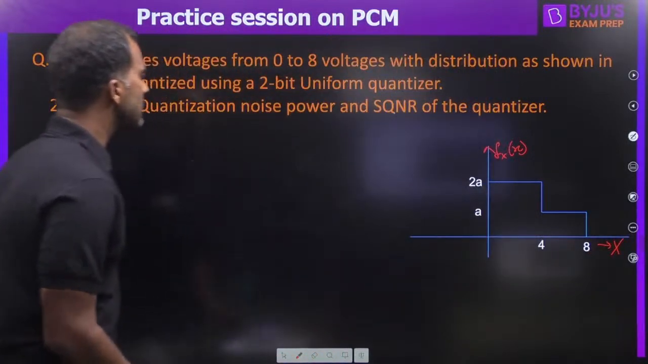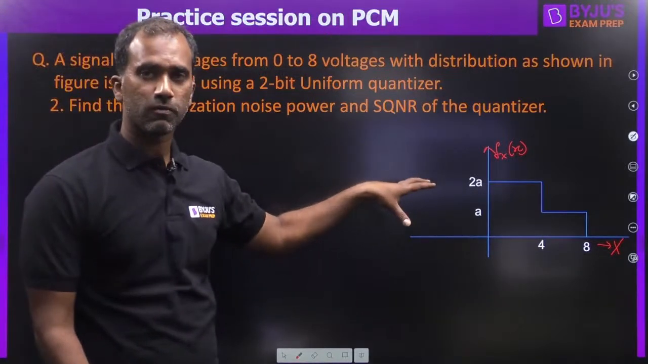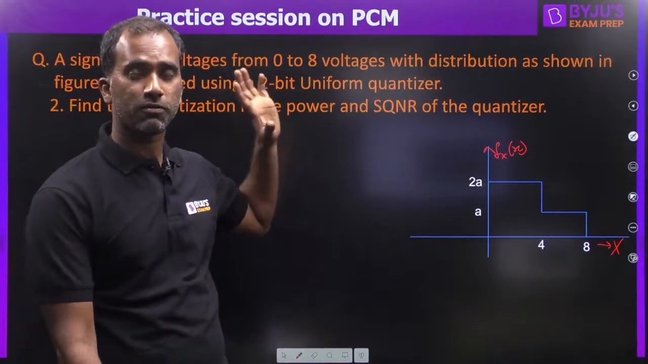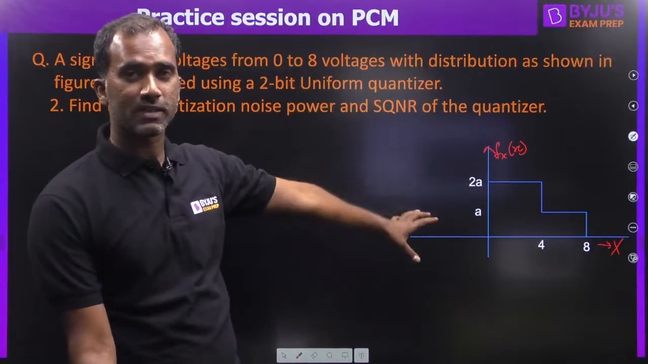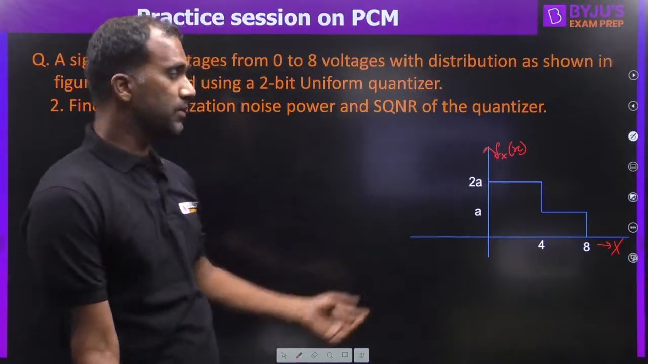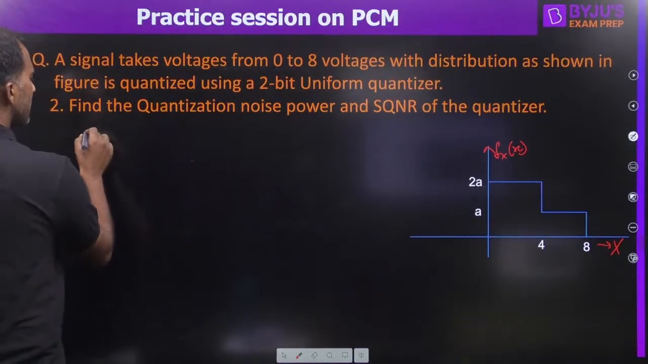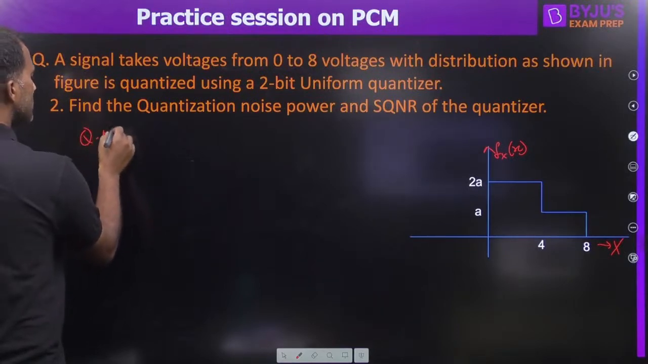PDF of x is given. Using this, how to find quantization noise power? Because x is non-uniform. For this only we have spent a lot of time in the previous slides. I told you that this is the trickiest question possible, but I have told you the procedure to do it. So let's find it. How to find quantization noise power?